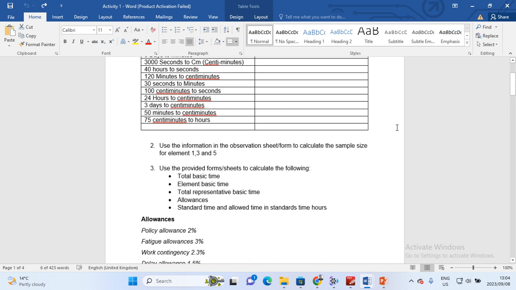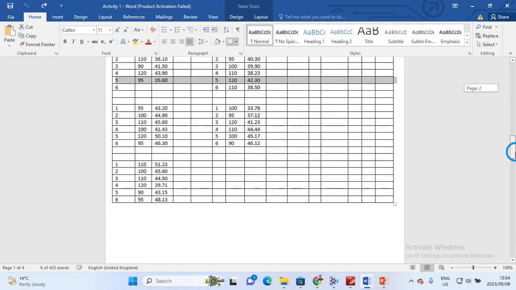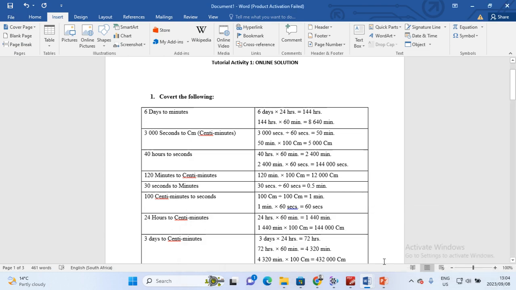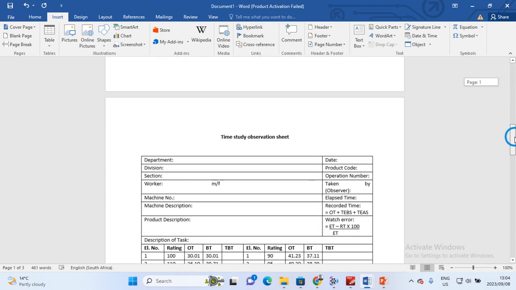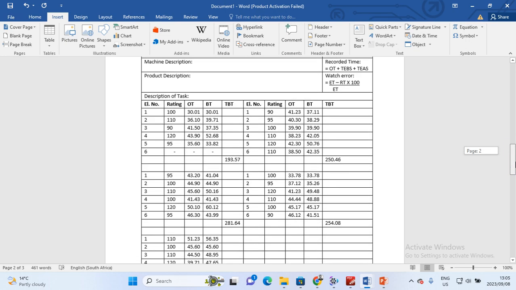And for us to find the element basic time, we need to make use of our second table, which is the time study analysis sheet. Now, let's go to our solution. This is question 1. Question 2 is skipped, and this was the first part of our question 3, time study observation sheet. The table is filled. Just to refresh our minds, we know how they were asking us to calculate the basic time because we needed to find the total basic time.